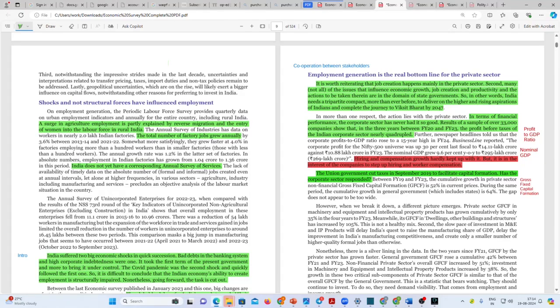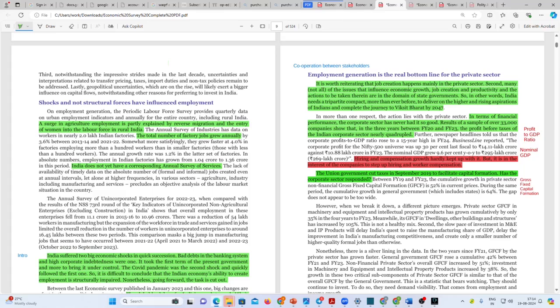So there are no numbers, there are no figures, nothing to note here. I'll just keep moving on. Okay, so the next paragraph, again there are no numbers, nothing. So I tend to read it. Here I get to understand that it is worth reiterating that job creation happens mainly in the private sector. Oh, I get to understand that it's the private sector which seems to be providing the most number of jobs.